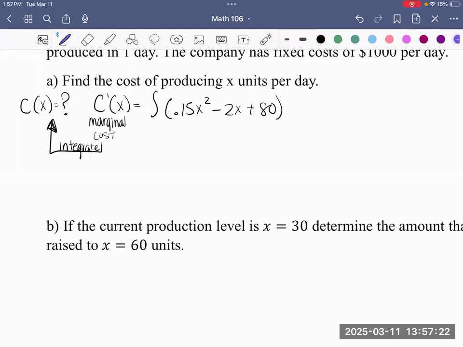So here, let's work on your integration. We do plus 1, adding to your x. This one we divide by 3, divide by 2, and if you want, you can divide by 1 on that last one. We have 0.15 over 3 x cubed minus x squared plus 80x. And then we can say plus c. And I'm going to do dx. There we go. I was missing that.